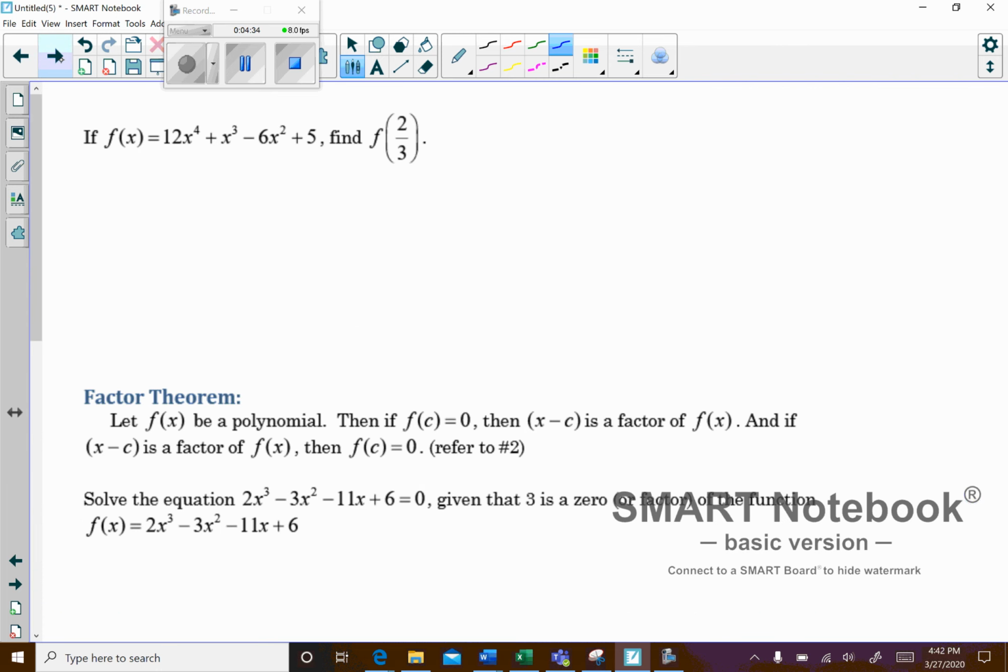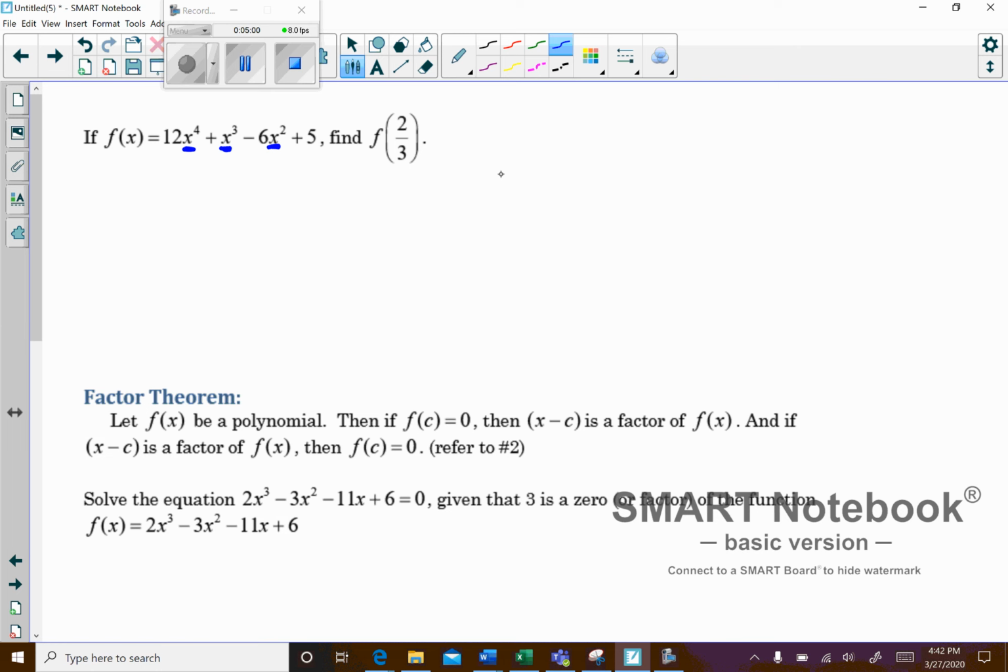Okay, so here's the one with the fraction. If you really wanted to, you could take 2/3 and plug it in each one of these spots and raise it to the 4th power, raise it to the 3rd power, 2nd power, and it would be a complete mess. It would be a mess because you'd have all different denominators, and you'd have to get LCDs. So that's where synthetic division comes in kind of nice.